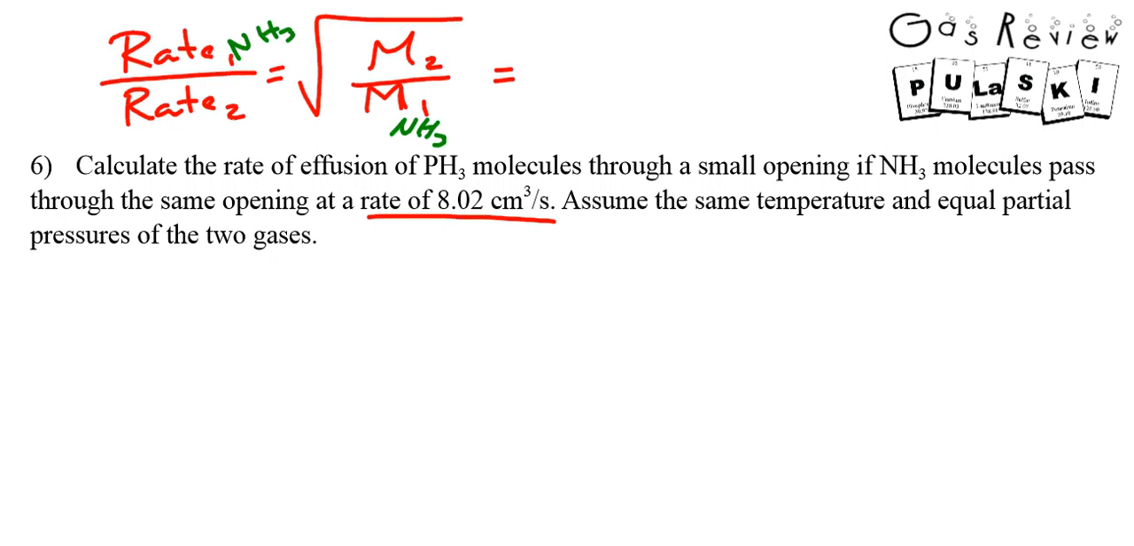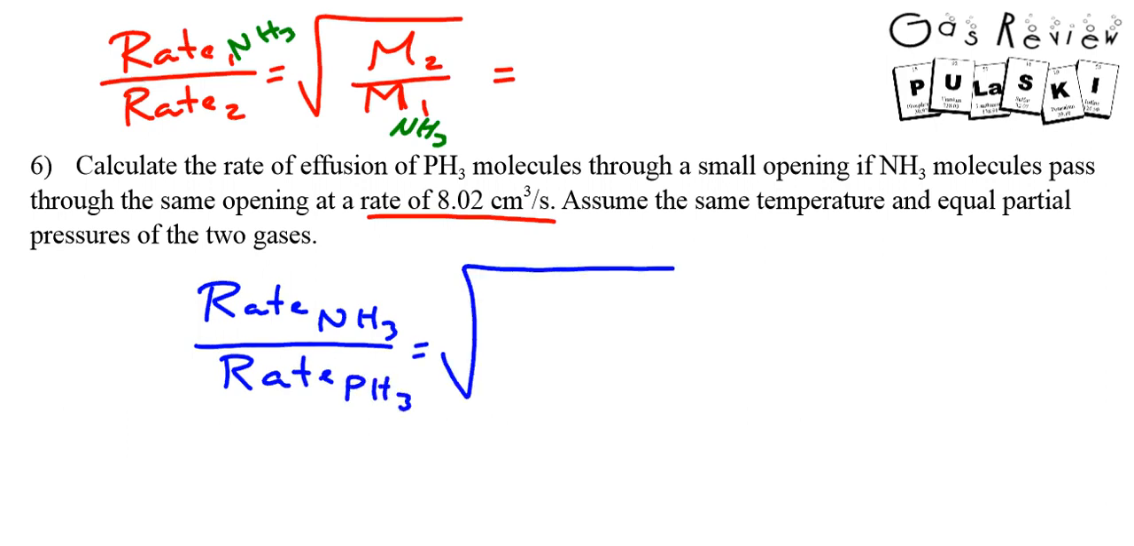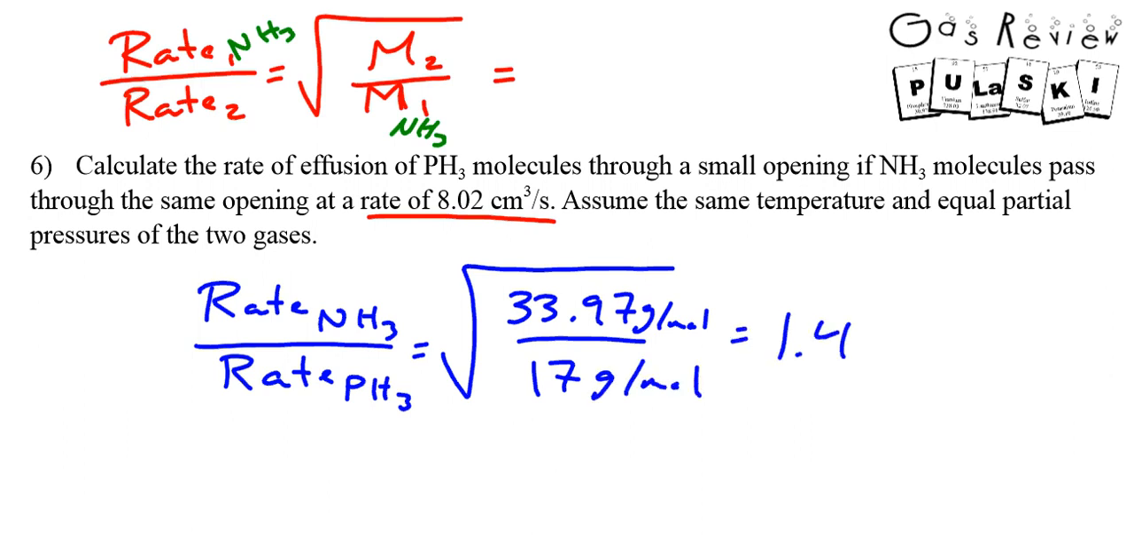Okay. There's two different ways you could have done this. If you're finishing it up, still keep going through it. But first, you could have figured out how much slower the other one is, so you could have flipped this, but I'm going to keep it the way that we have it right now. So if I have the rate of NH3 over the rate of PH3, so I have 33.97, I think, I got roughly 1.41. Okay. That's saying that ammonia effuses 1.41 times faster than PH3.